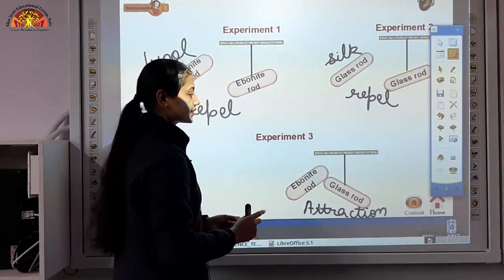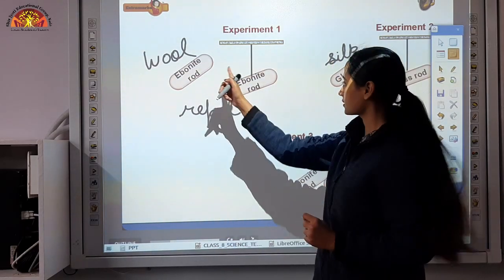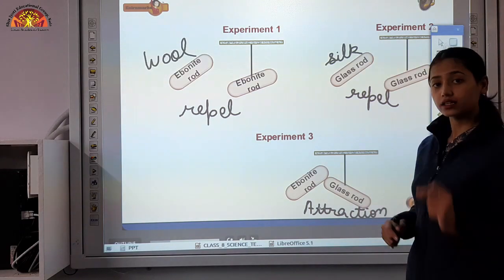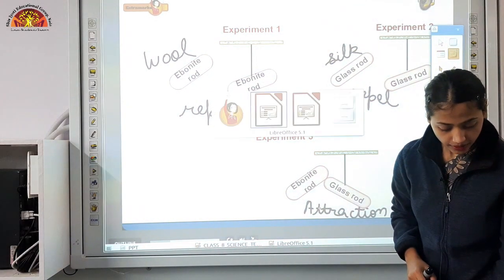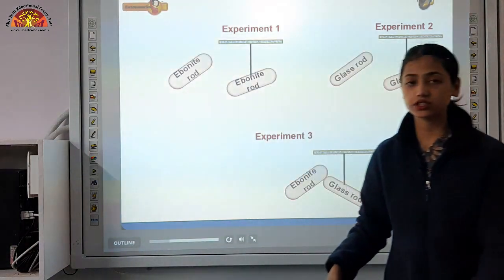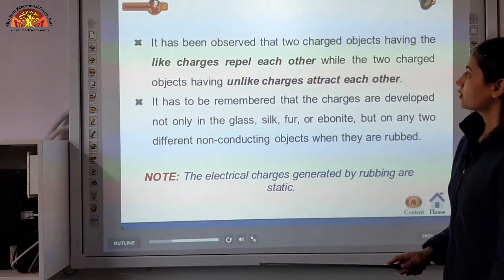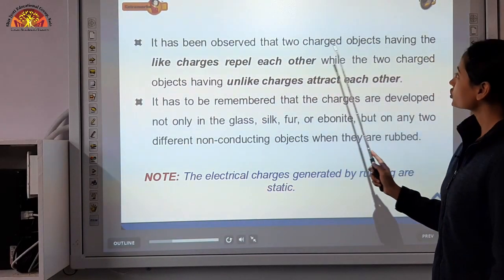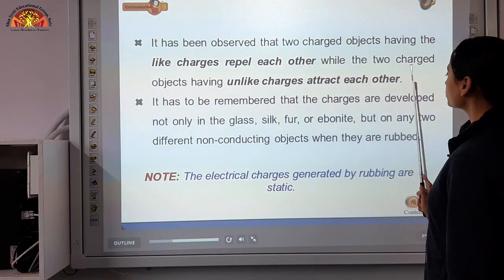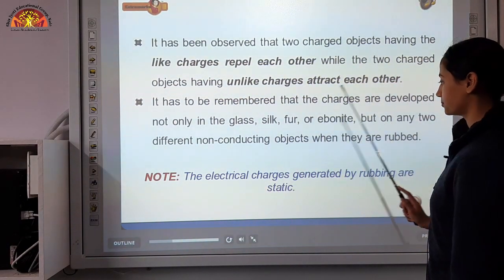So we can say that like charges always repel each other, as in these two cases there were like charges, and unlike charges always attract each other. That means opposite charges always attract each other and same charges always repel each other. So it has been observed that two charged objects having like charges repel each other, while two charged objects having unlike charges attract each other.